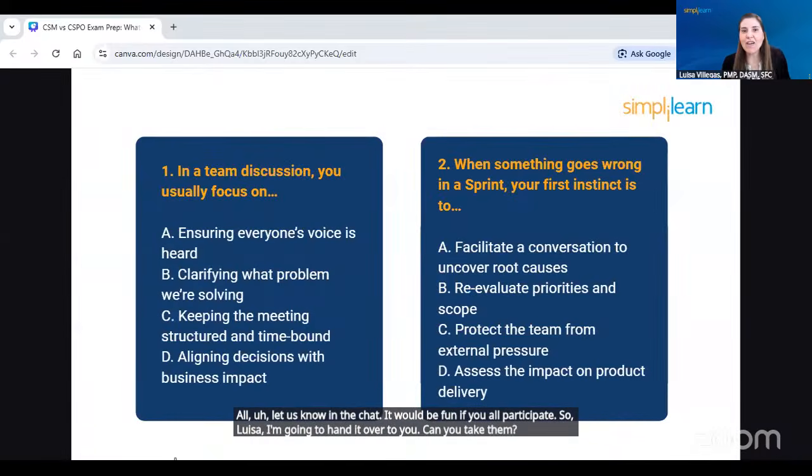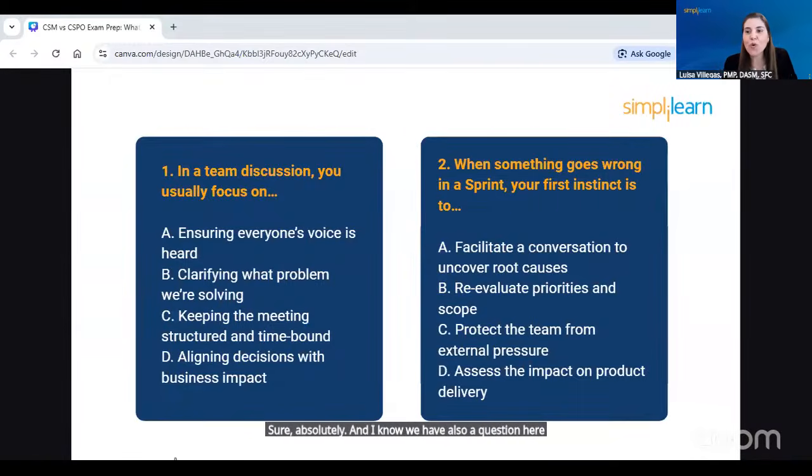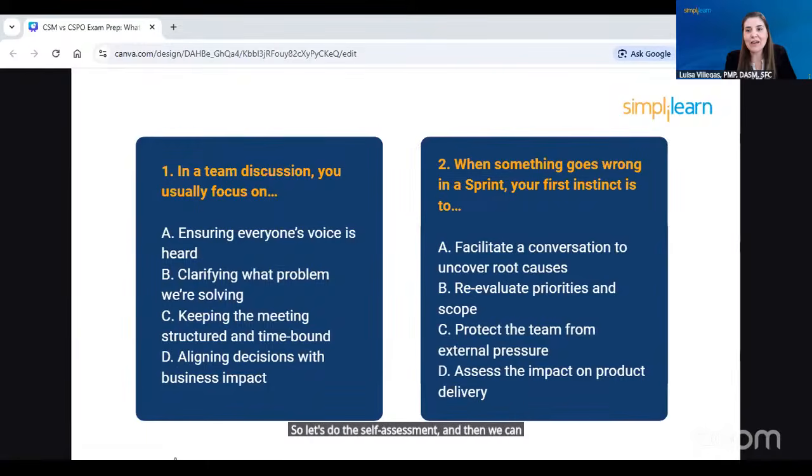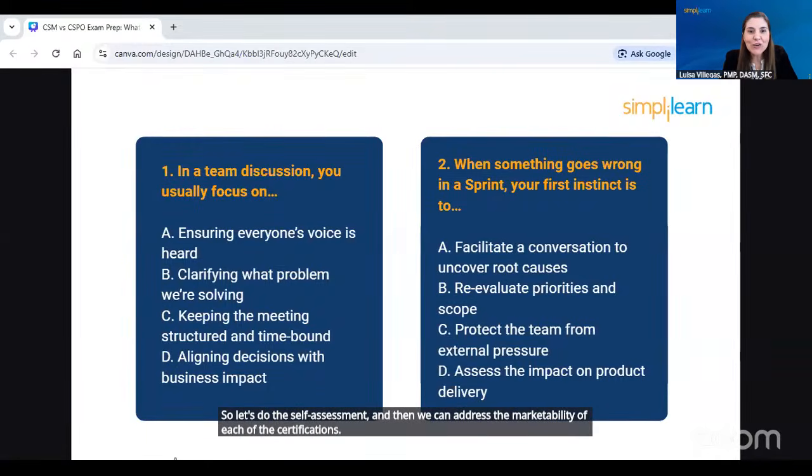Absolutely. And I know we also have a question here about which certification makes you more marketable for employment opportunities. So we're going to address that. But before we do, I think doing the self-assessment could be very telling, because you also don't want to force yourself into a role that doesn't align with you. So let's do the self-assessment and then we can address the marketability of each of the certifications.